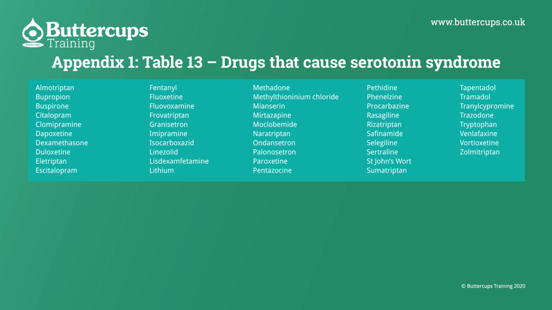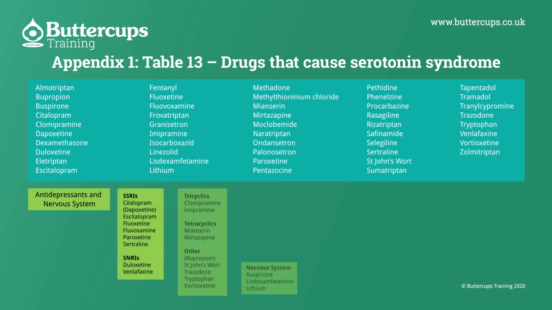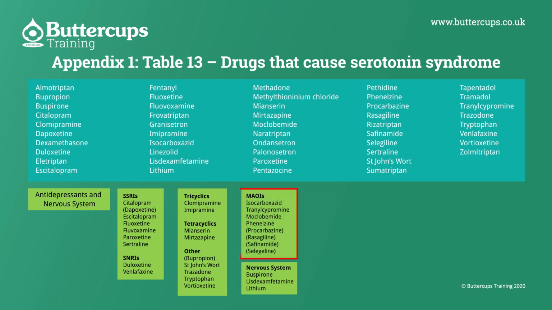Serotonin syndrome is sometimes referred to as serotonin toxicity, and it occurs when there is a lot of serotonin around or when serotonergic pathways are excessively activated. Therefore, any drug which increases serotonin or stimulates serotonergic receptors will increase the risk. This includes most antidepressants, SSRIs, SNRIs, tricyclics, tetracyclics, but most significantly monoamine oxidase inhibitors, which are associated with the severest cases of serotonin syndrome when used in combination with other drugs.